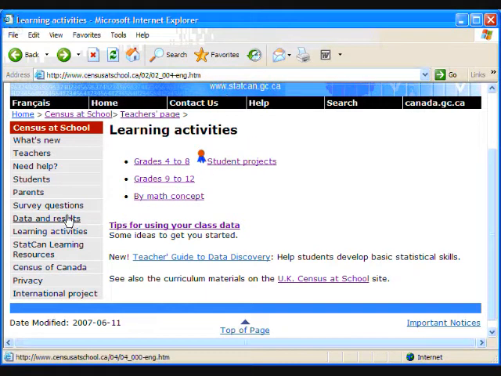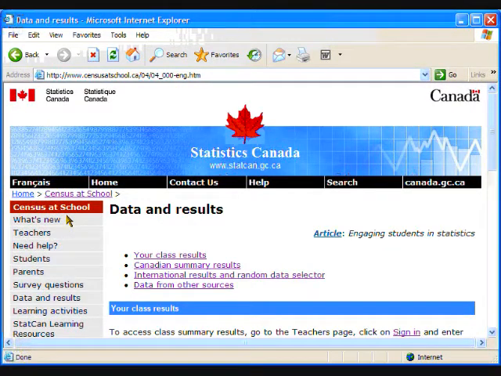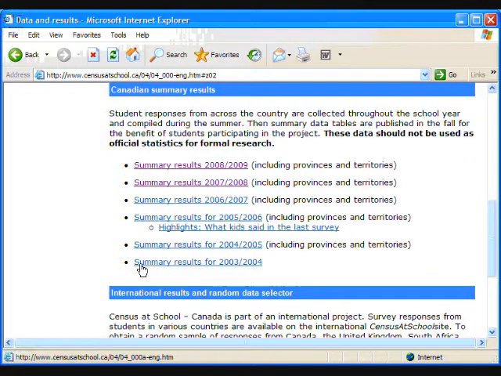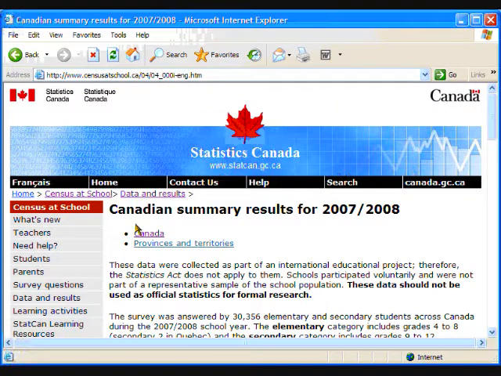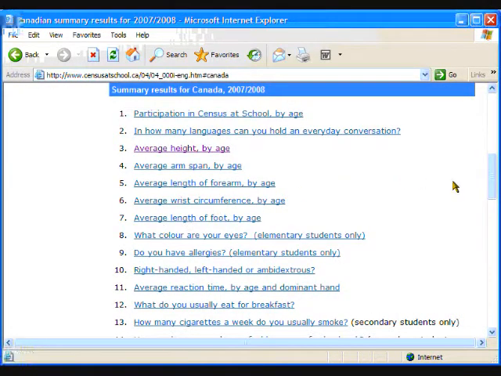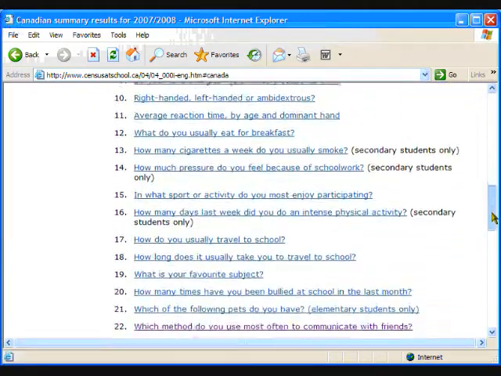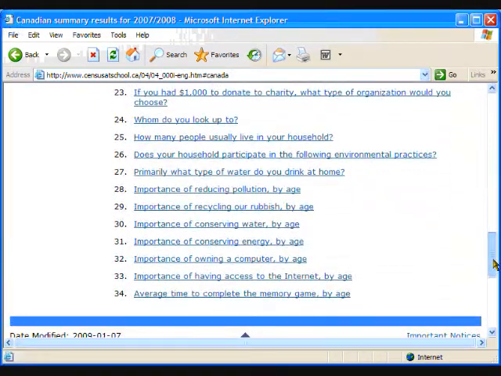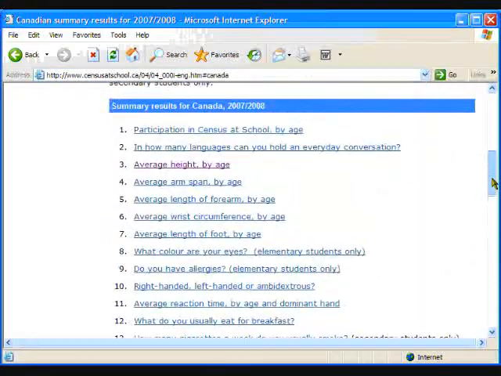From anywhere on the Census at School website, click Data and Results in the left menu bar. In the middle of the page, click Canadian Summary Results. Let's look at the summary results from the 2007-2008 school year and click Canada. Notice that you also have the option of looking at the data broken down by provinces and territories, but let's click on Canada this time. Here you have a choice of 34 questions taken from the elementary and secondary questionnaires. Click on Table 3, Average Height by Age.